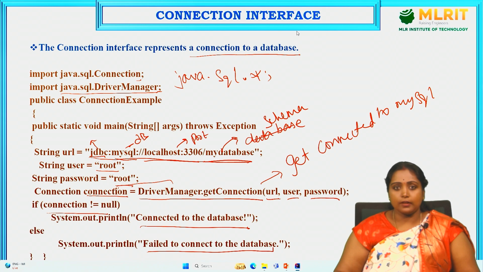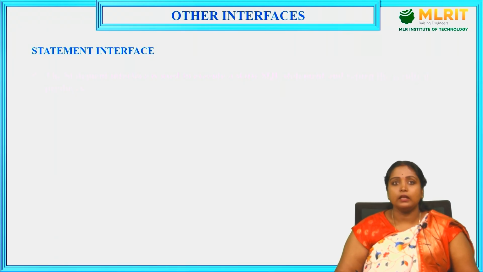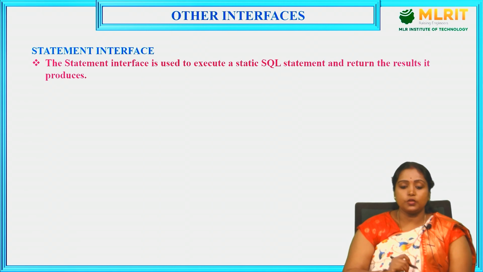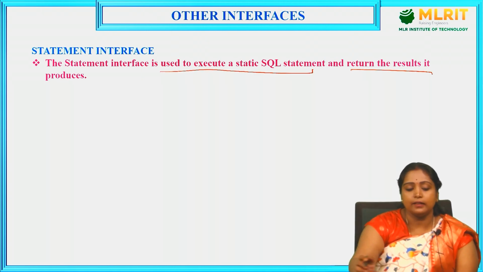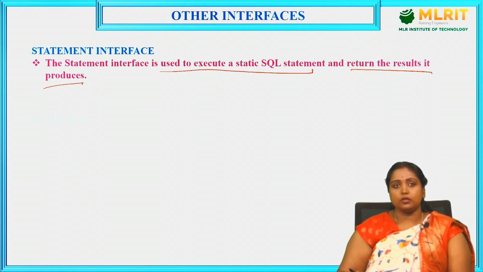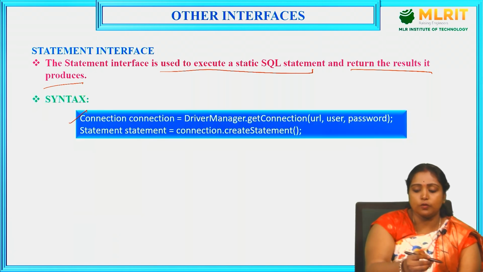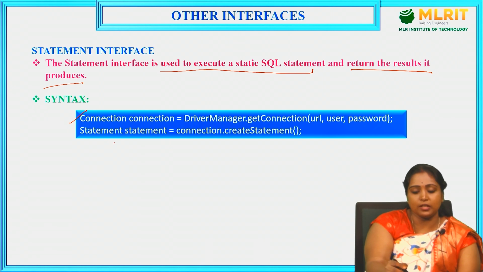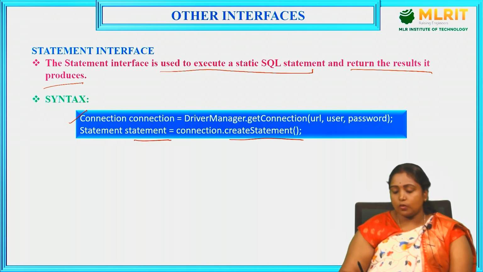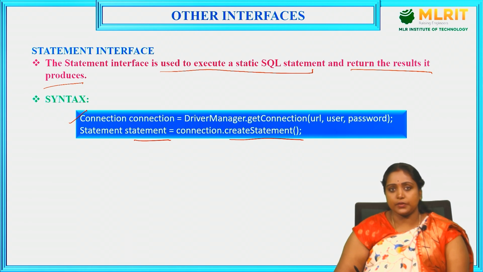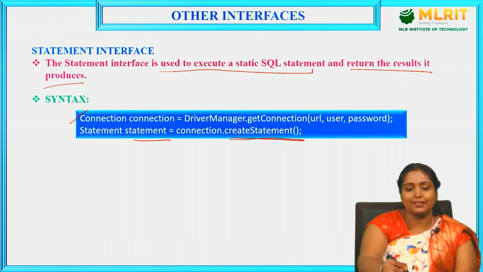And coming to the next one, other interfaces are the Statement interface. The Statement interface is used to execute a static SQL statement and return results to its producers. Here is the syntax: you have to go with a Connection, and next you have to create a Statement. You create an instance of the Statement using the createStatement method on the previous connection.